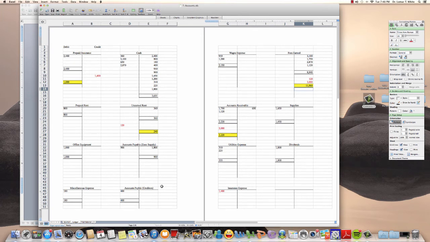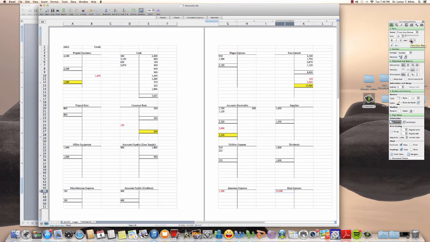And I do not have a rent expense account. So what am I going to do? Yep, create it. I'm going to create my rent expense account, and I made a debit of $10,000 in the journal. So I'm going to make a debit of $10,000 in my ledger.